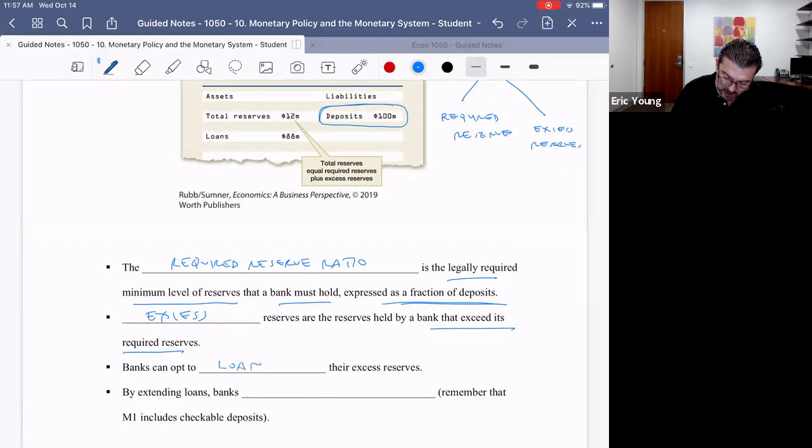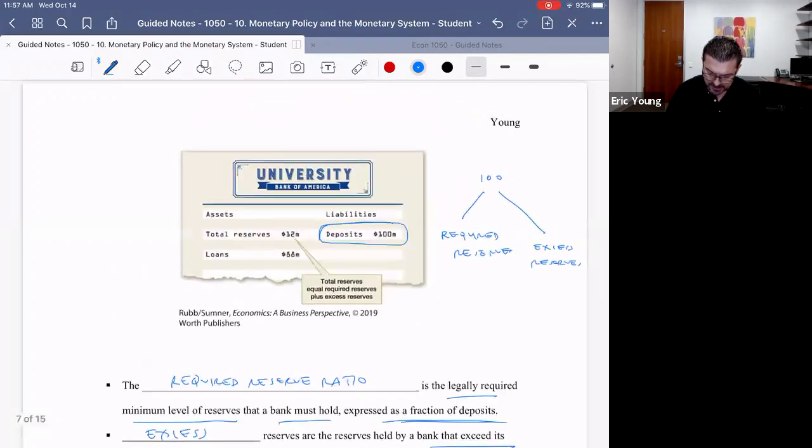Banks can opt to loan out their excess reserves. Let's go back up here to this example. Let us suppose, let's do a little example, case one. Let's say that the required reserve ratio in this case is 12%. Let's say that the Fed, which we'll get to in a bit, sets a required reserve ratio of 12%. That means that banks must hold 12% of all their deposits in required reserves.